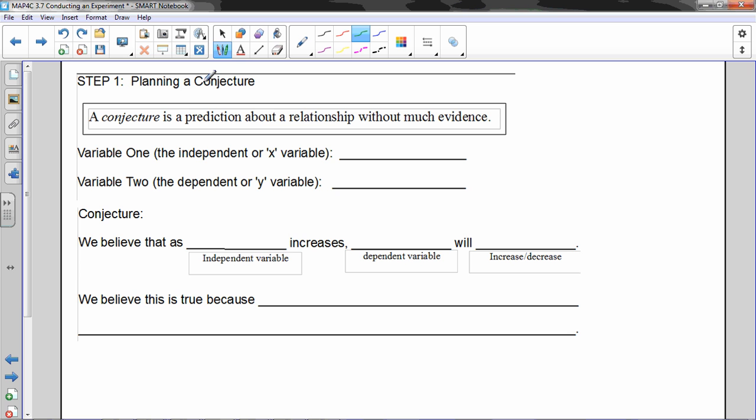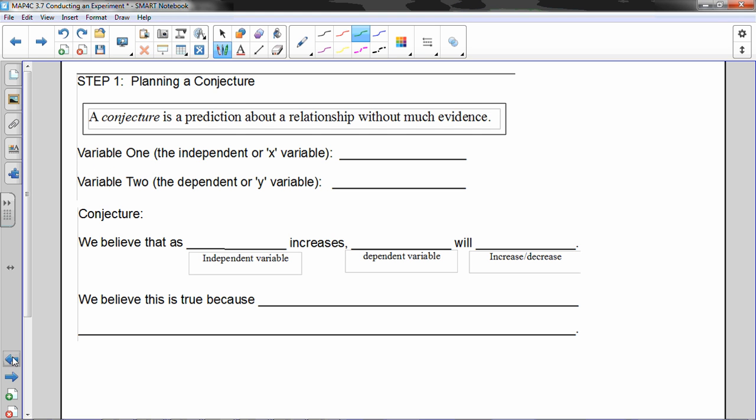Step 1 is to plan a conjecture. A conjecture is a prediction about a relationship without much evidence. This is a guess at a relationship. And the idea of planning an experiment is we choose what variables we want to have related.